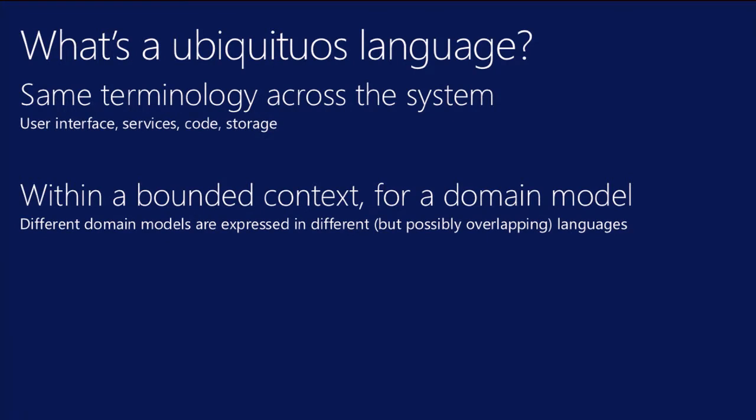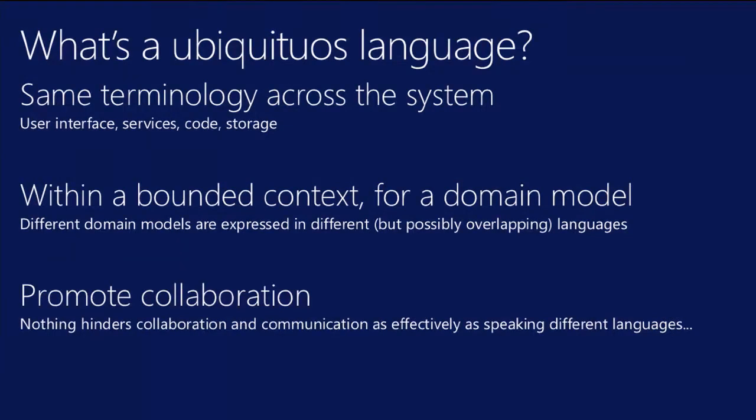Now, of course, if we relate this to collaboration, you can imagine that having a ubiquitous language is very good for collaboration. The best way to hinder communication and collaboration is, of course, to speak different languages. So how do we enforce a ubiquitous language? Well, through collaboration with domain experts, and of course by speaking it, right?